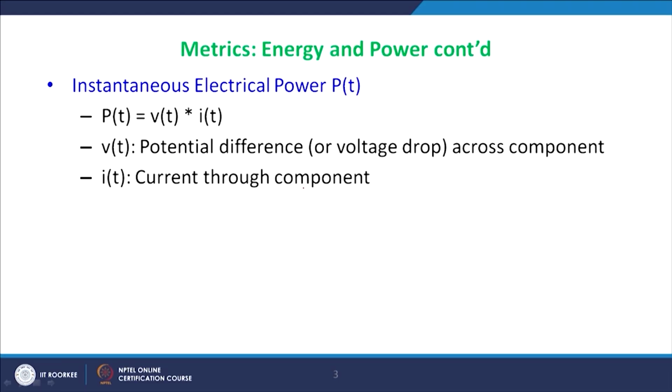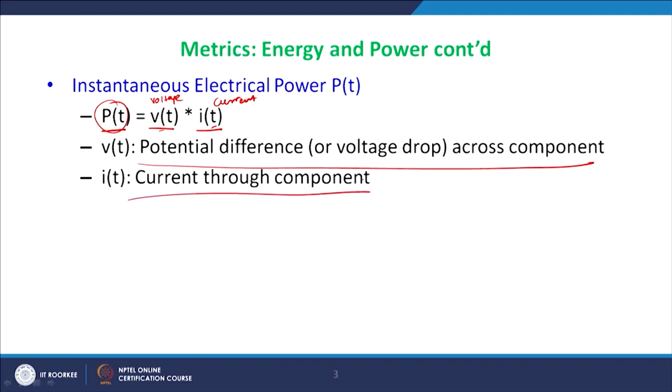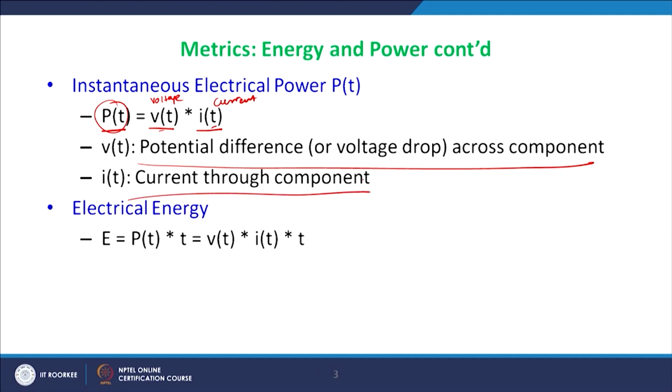As I discussed, instantaneous power P of t is exactly equal to V of t times I of t. V of t is the potential difference across the component as a function of time t, and I of t is the component current. So, voltage into current, as a function of time, gives you the power. Electrical energy will therefore be power into time, so V into I into t will be the value of electrical energy. I am not going into details of this one.